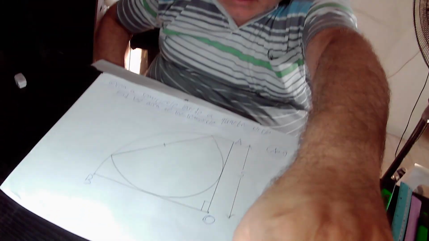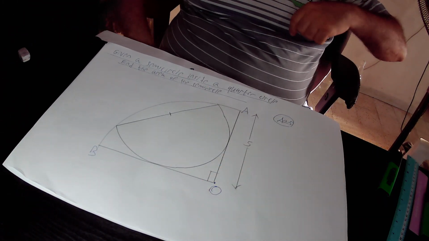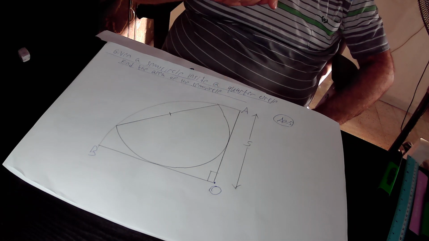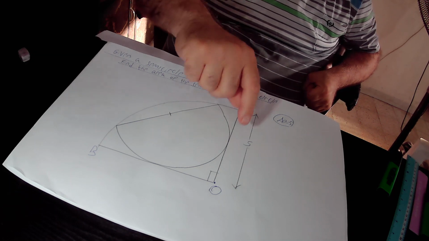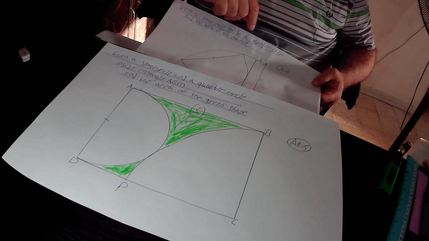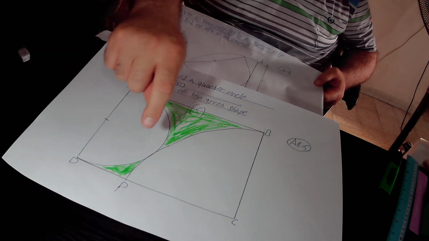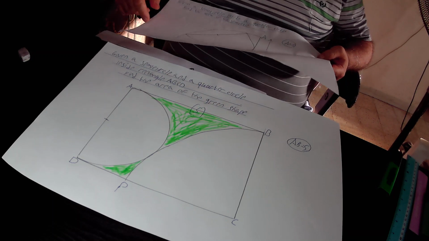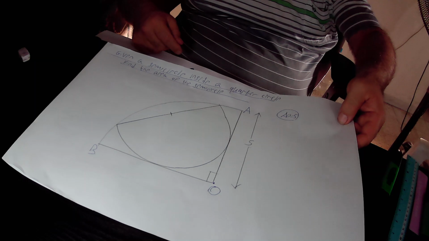Along this lecture, we'll answer two questions. In the first question, we'll find out the area of this semicircle that is inside quarter circle AOB. And in the second question, we'll find out the area of this pin shape that is inside rectangle ABCD. So let's start with the first question.